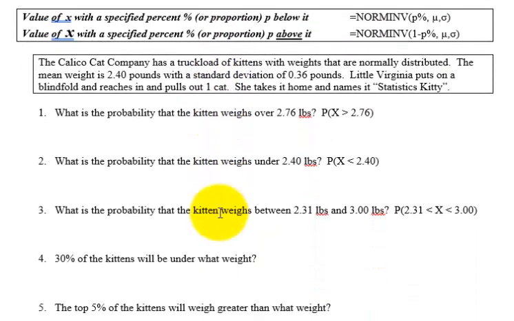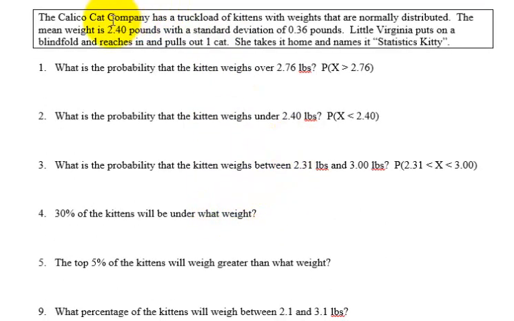So let's look at the first question. Here's all the data. The Calico Cat Company got a bunch of kittens. The weights are normally distributed. Remember, all this stuff only works if the data is normal. Okay, so the average is 2.40 pounds. The standard deviation is 0.36. So a little girl blindfolds herself and reaches in and pulls out one cat at random. Again, at random is important. She takes it home and she calls it Statistics Kitty. So what's the probability that that kitten is going to weigh over 2.76 pounds?